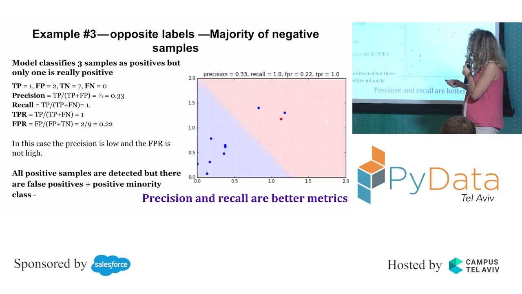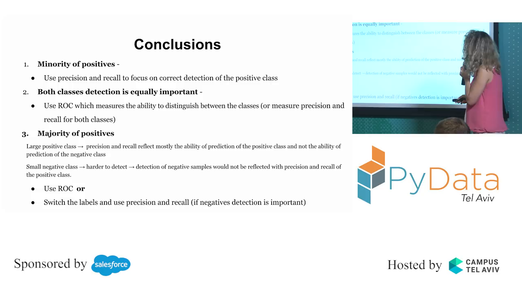So I don't have time to conclude, but you can read the conclusions at home. Just take these two tips from me to life: think which would be the better metrics, and guide yourself with which one is the majority class, the positive or the negatives, and maybe you can switch them.